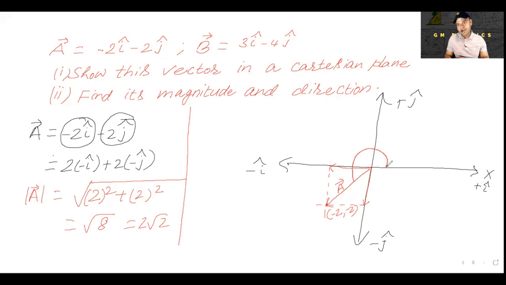This is the angle at which the vector is oriented. So for this purpose, I'll do one thing. First of all, I'll calculate this angle, this one, right? And then I'll add this one. 180 degree plus this theta, this angle, will give my total angle with respect to positive x-axis. Okay, so let's find out. First of all, calculate this one.